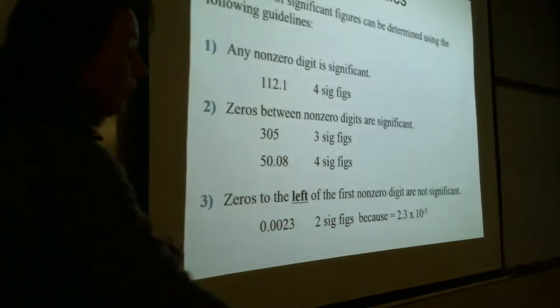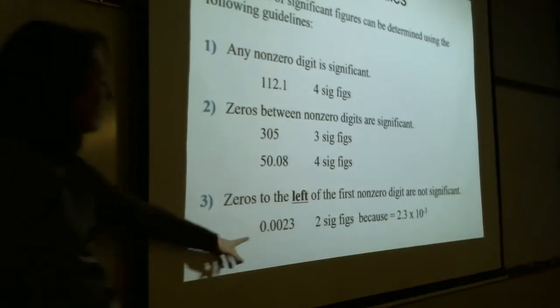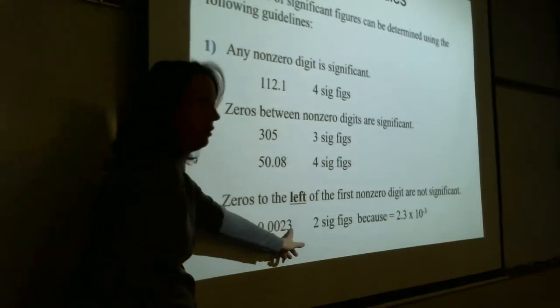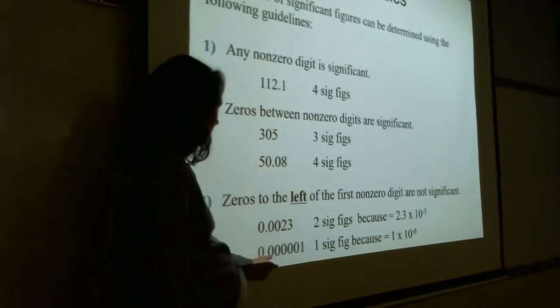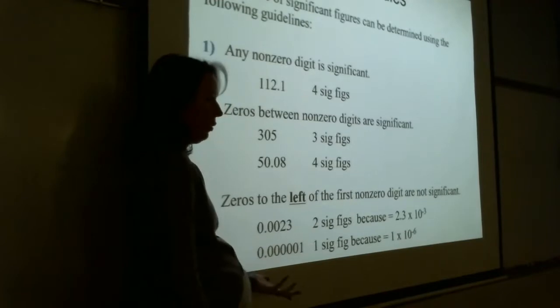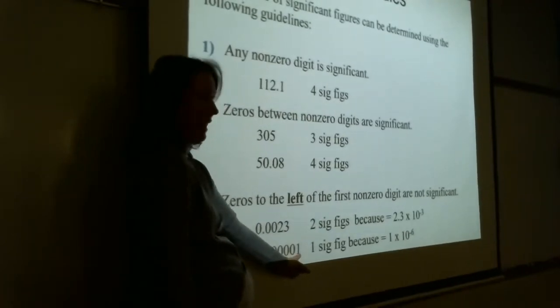Zeros to the left get a lot of people in trouble, okay? Because you're so used to writing them and seeing them and thinking about them, but they're not actual measured values. You're only measuring the 2 and 3. And so here's another example, right? This one's got a bunch of zeros. What am I measuring? I'm not measuring any of this. I'm only actually measuring that.